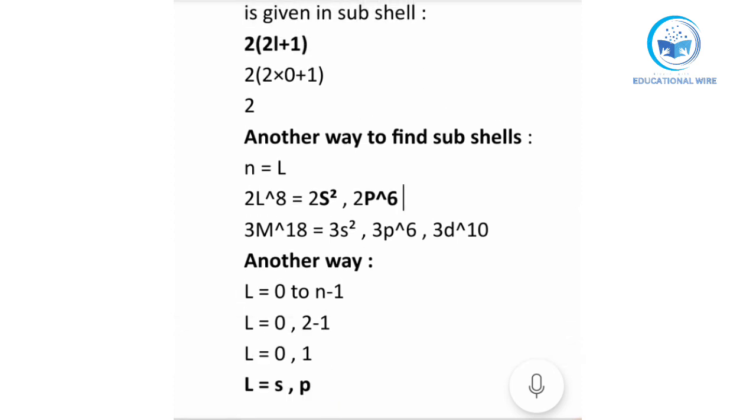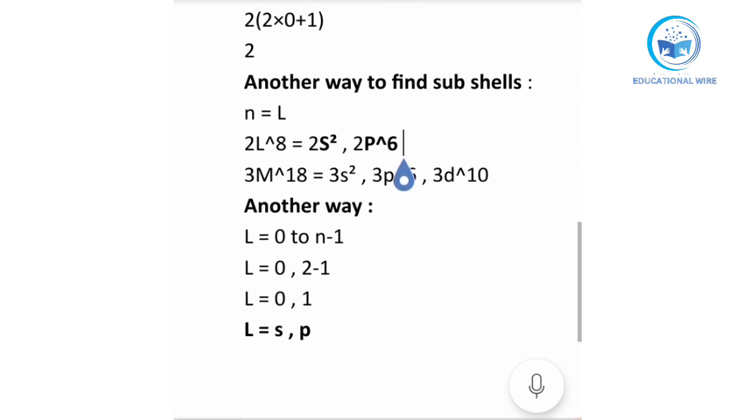There are two methods. One is the first one, in which we can also find the electrons of the subshells, and the second is this one. In the second orbit, we now know there are 2 subshells, S and P. We can find the others the same way.